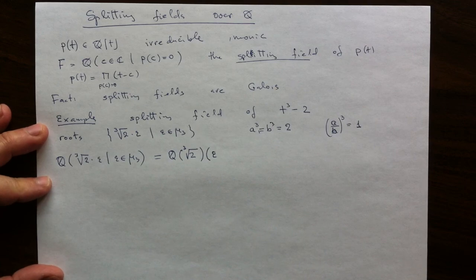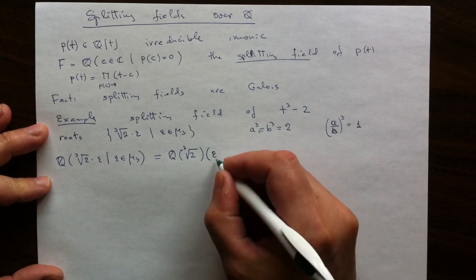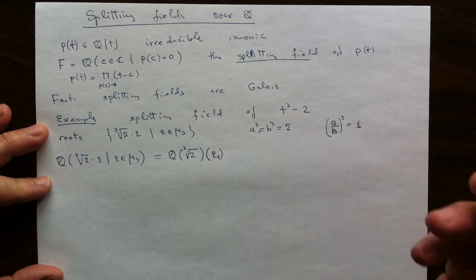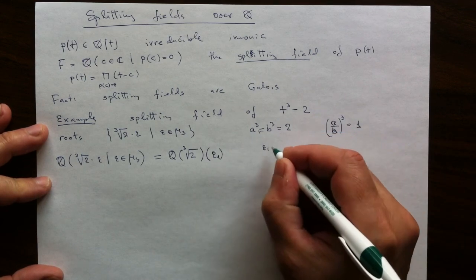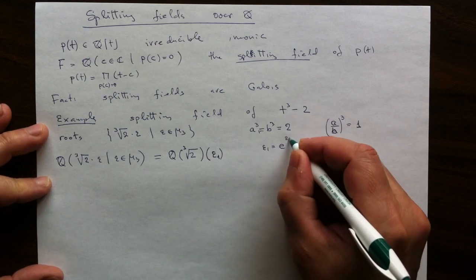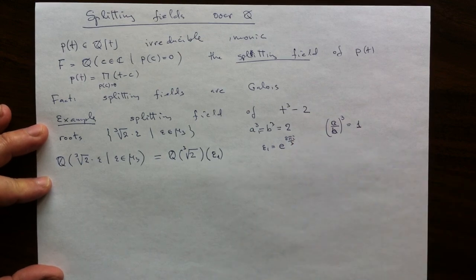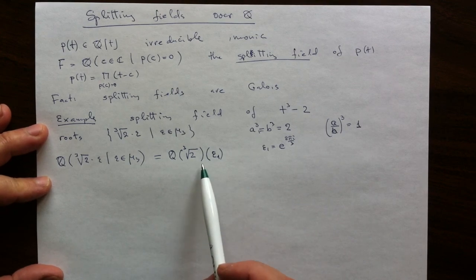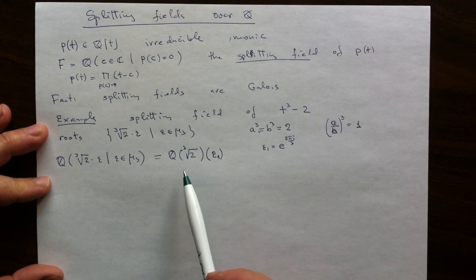But we know that we don't have to attach them all separately. It's enough to take one of them, any non-trivial, say epsilon 1, which is e to the 2 pi i over 3. We attach its square, so we attach all the interesting roots. So that is really the two-stage extension of rational numbers, which gives us our splitting field.